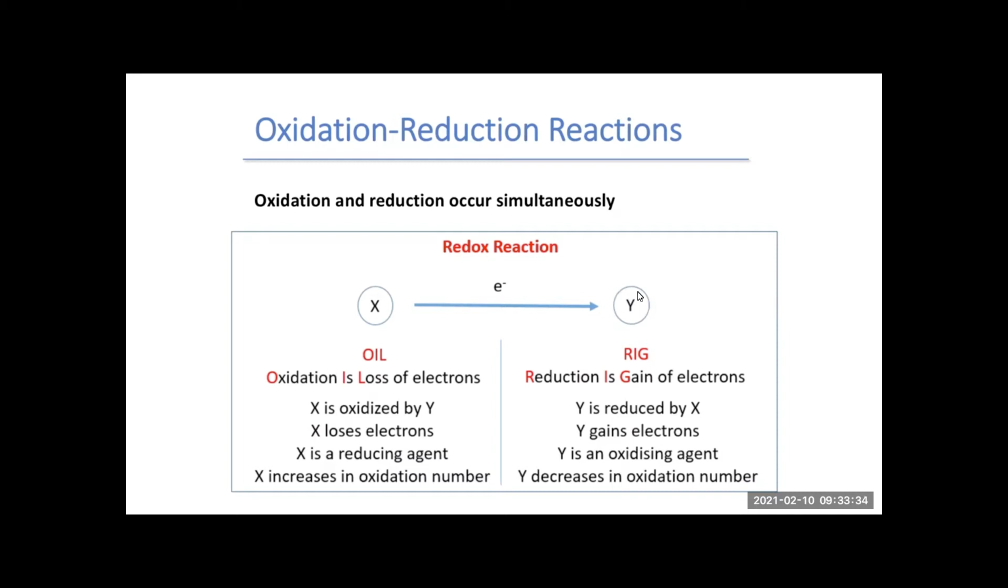Y, the one that is receiving the electrons, is being reduced by X. So Y is gaining electrons, which means Y is an oxidizing agent. Y is also decreasing its oxidation number.